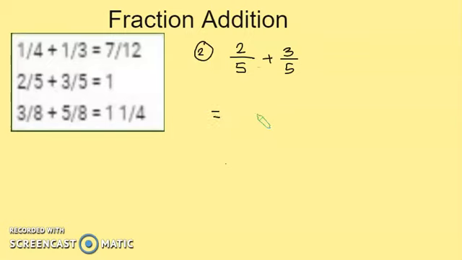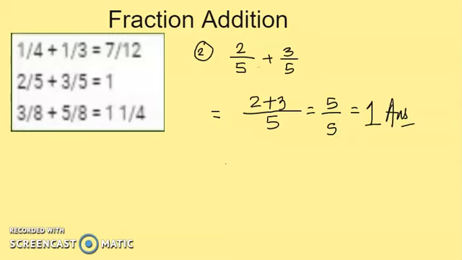So now next step is you simply write 5 here and then write the numerators together. So 2 plus 3, and the answer finally you get is 5 over 5, and 5 over 5 is 1. So our answer is 1, the one that you can see over here.